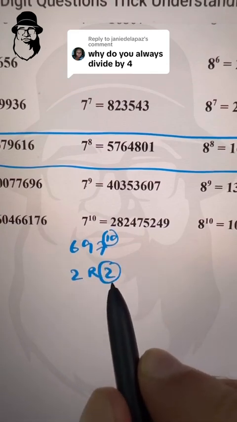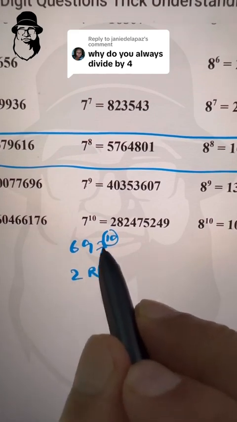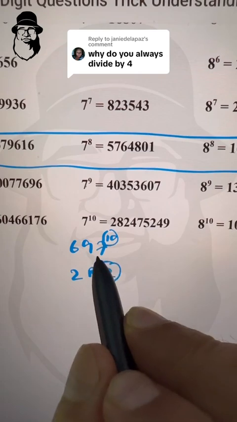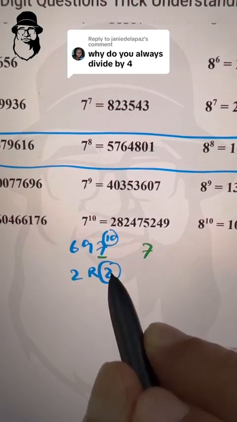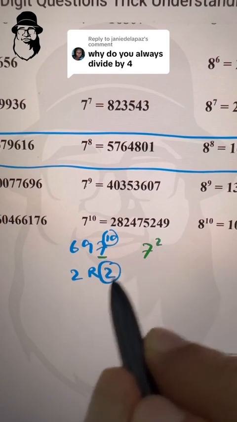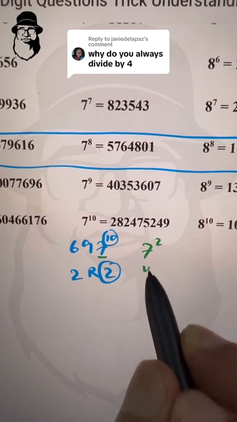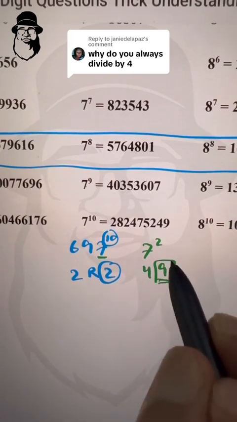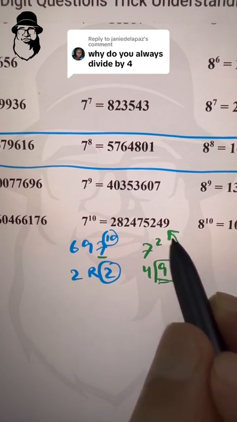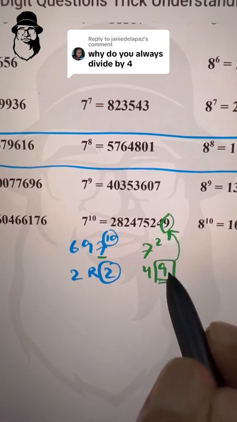So 2 is the remainder, we take that and we take the units digit of the number, that is 7, and we put the power of this remainder. So 7 squared is 49, and whatever the units digit of this number is, that same units digit will be the answer, you can see it's the same 9 here.